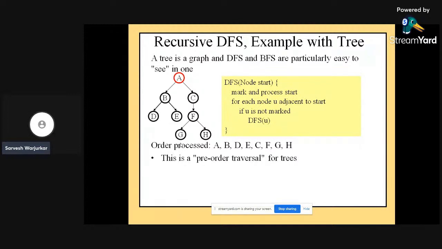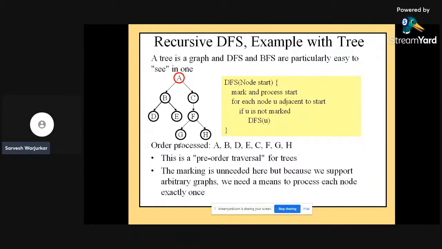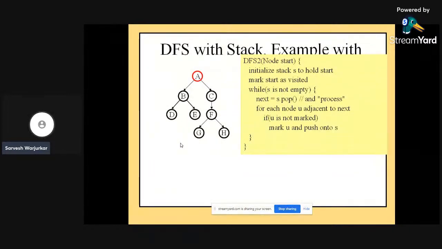This is a pre-order traversal. DFS is always called a pre-order traversal of trees. The marking is unneeded here, but because we support arbitrary graphs, we need a means to ensure that we are visiting each node exactly once. DFS with the stack.